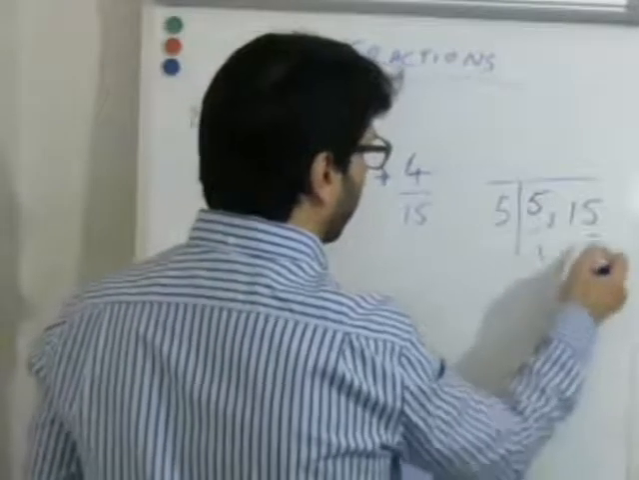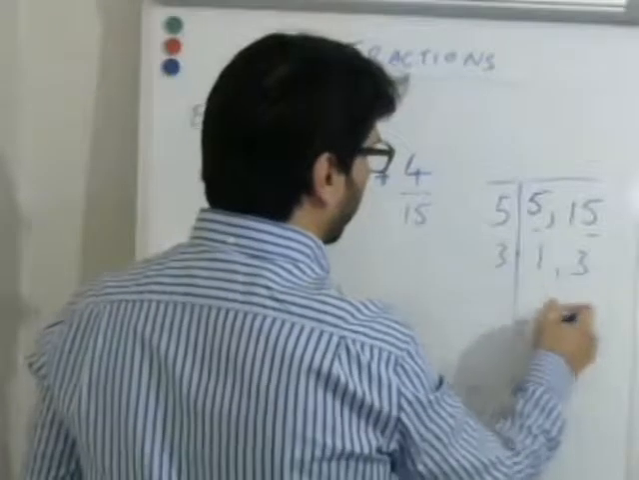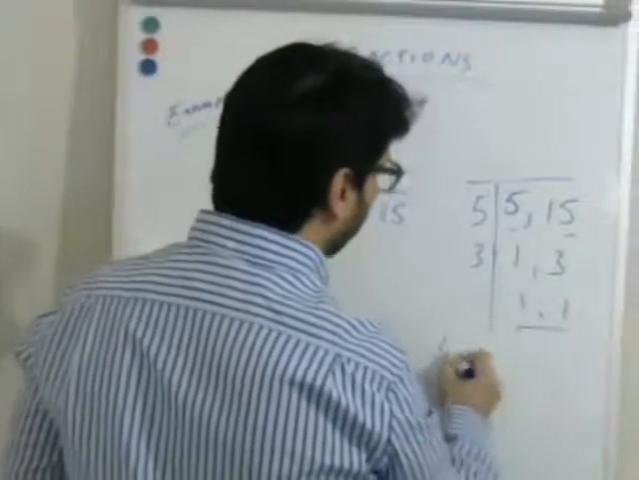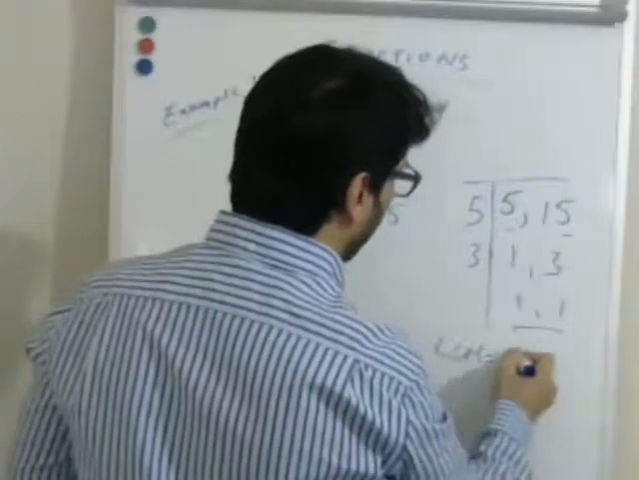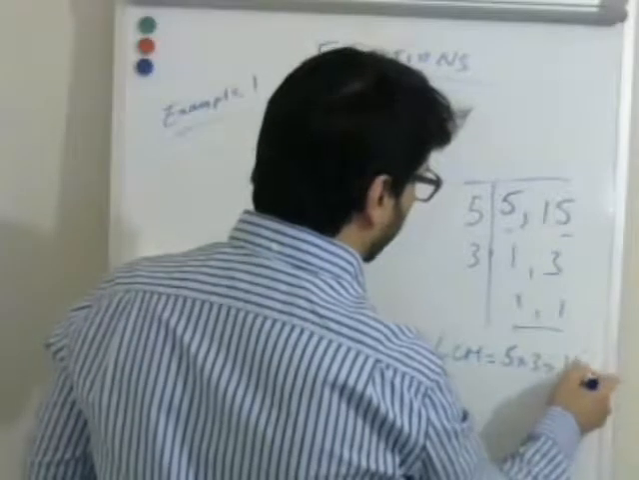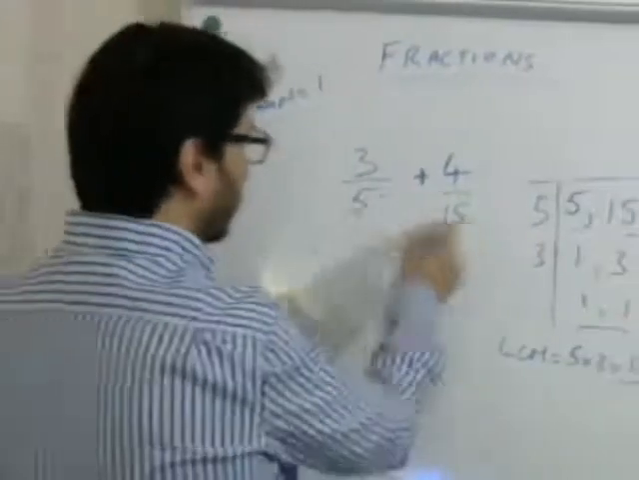So you bring that down, and that's 3. And then to balance this, you put another 3 and then 1, 1. So that's the two numbers balanced. So we know that the LCM is 5 times 3, which is 15. So we now have the lowest common multiple for these two numbers.